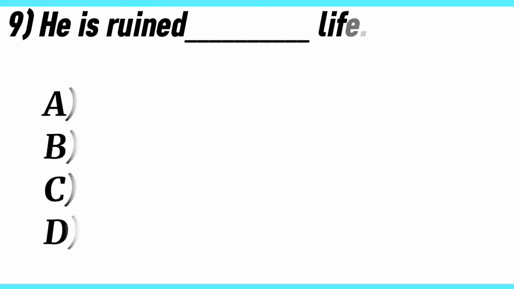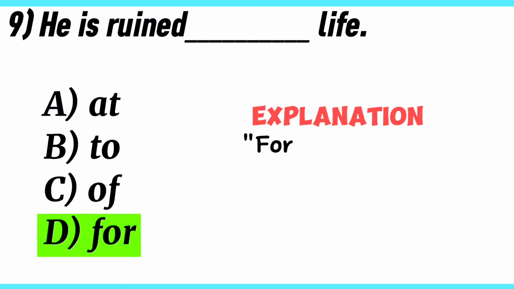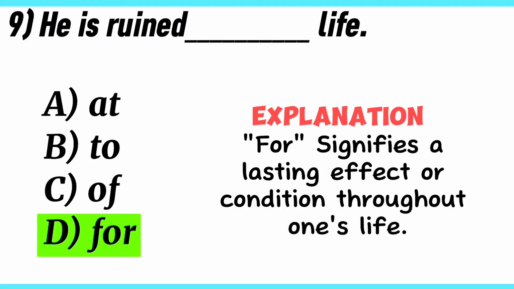He is ruined dash life. The correct answer is option D, for. Explanation: for signifies a lasting effect or condition throughout one's life.